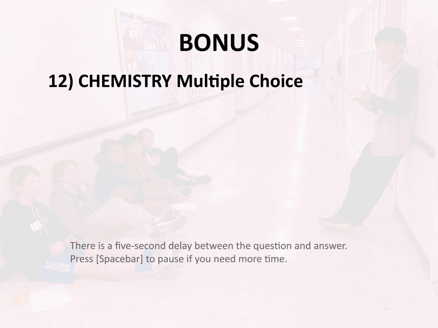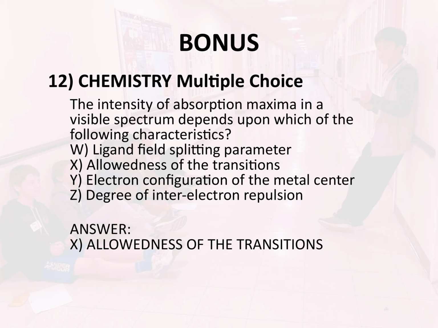Bonus 12. Chemistry. Multiple choice. The intensity of absorption maxima in a visible spectrum depends upon which of the following characteristics? W. Ligand field splitting parameter. X. Allowedness of the transitions. Y. Electron configuration of the metal center. Z. Degree of inter-electron repulsion. Answer: X. Allowedness of the transitions.